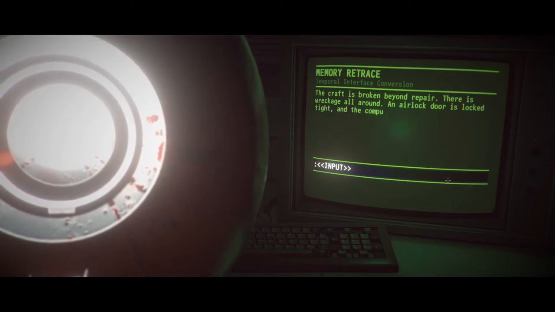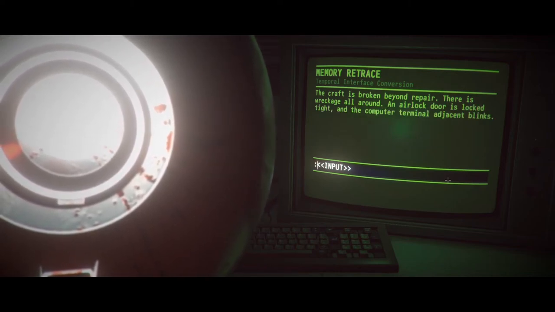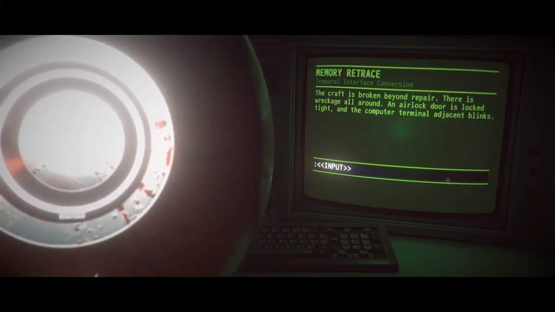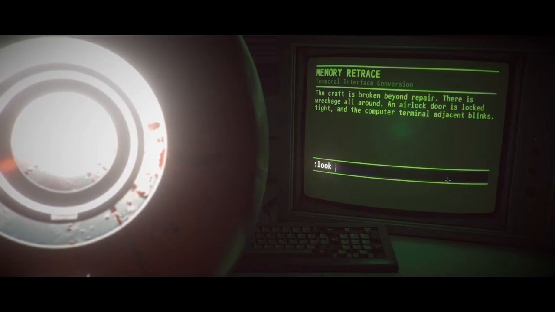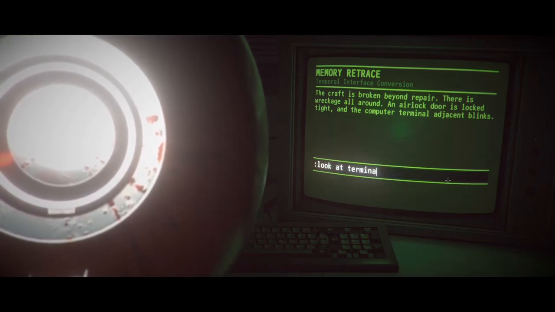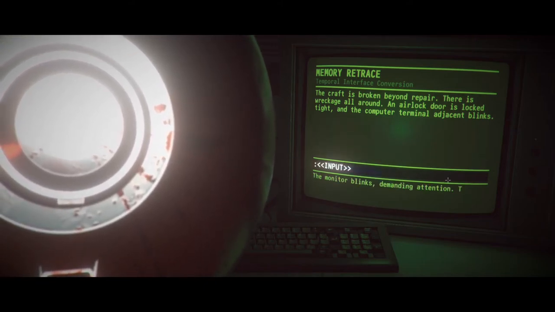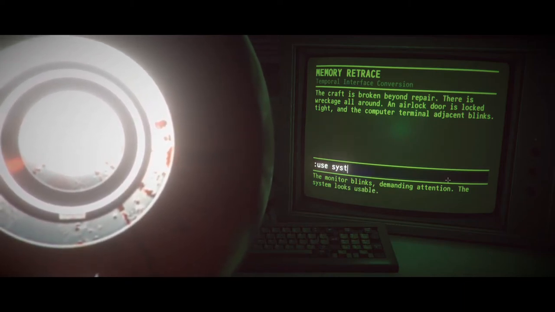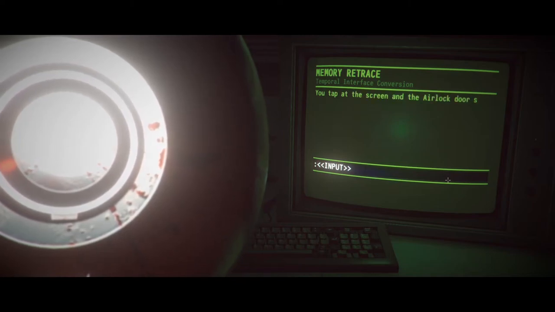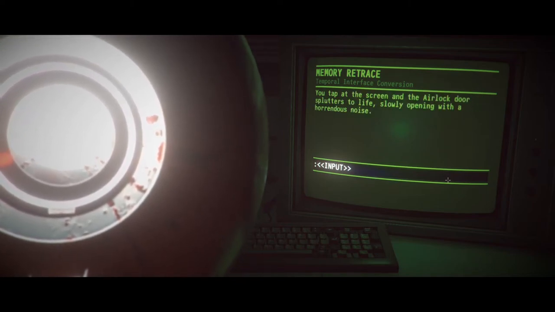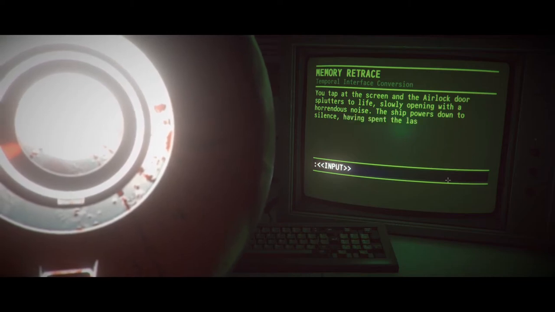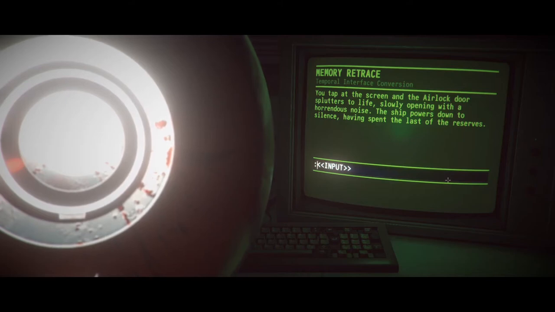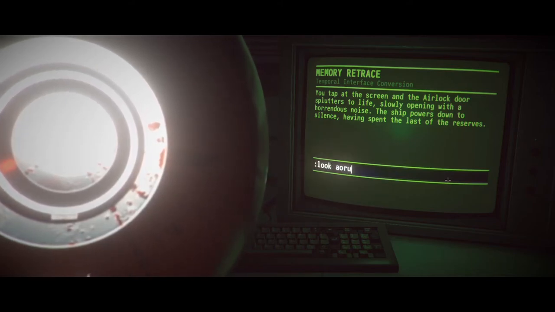The craft is broken beyond repair. There is wreckage all around. An airlock door is locked tight, and the computer terminal adjacent blinks. Look at terminal. Monitor blinks, demanding attention. The system looks usable. Use system. You tap at the screen, and the airlock door splutters to life, slowly opening with a horrendous noise. The ship powers down to silence, having spent the last of the reserves. Okay, look around.